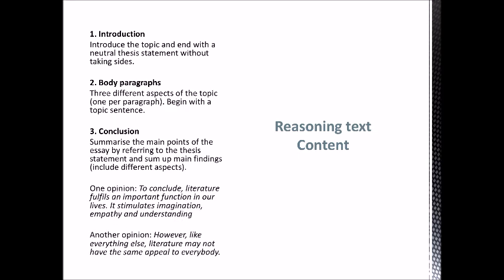Here you have 2 options, for when you want to enlighten or summarize what you have written. You can start by writing about one opinion in the following way, like: "To conclude, literature fulfills an important function in our lives. It stimulates imagination, empathy, and understanding." And then when you want to introduce another opinion, it looks nicer if you use a linking word. For instance, saying "however, like everything else," or "nevertheless, like everything else, literature may not have the same appeal to everybody."